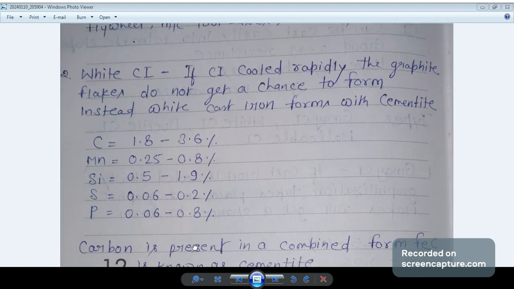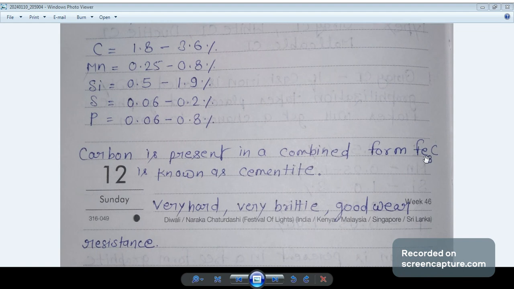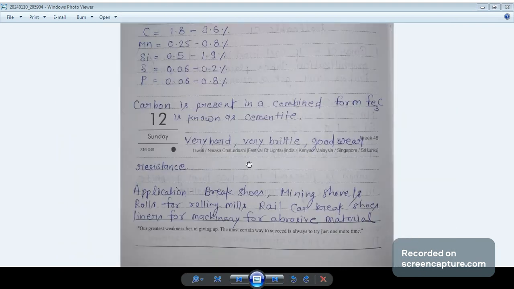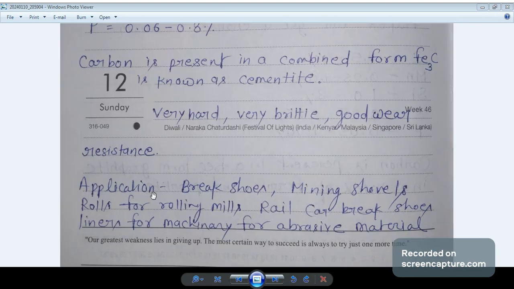Carbon is present in a combined form, Fe3C, known as cementite. White cast iron is very hard, very brittle, and also has good wear resistance. Its application is brake shoes. White cast iron is basically used for brake shoes, mining equipment, rolls for rolling mills, rails, cars, liners for machinery, and abrasive materials.